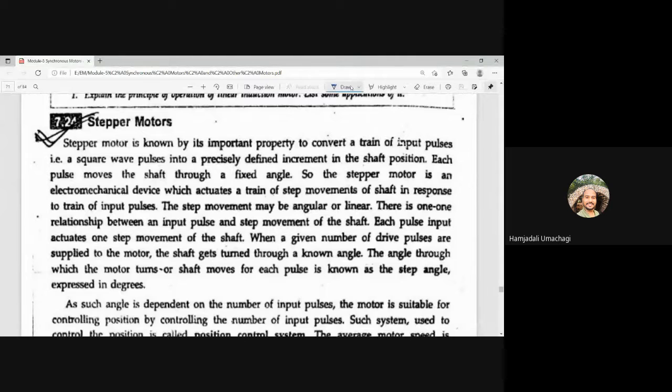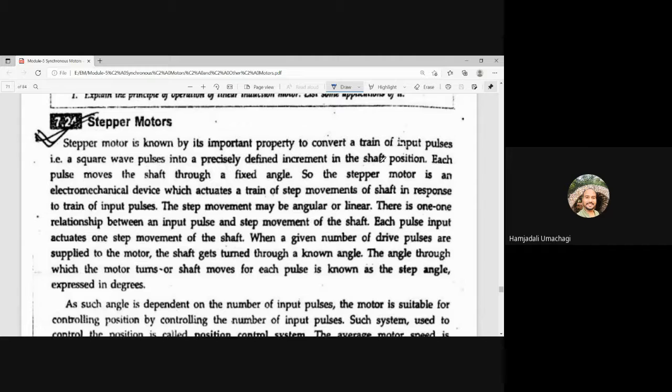Dear students, in today's class, let us discuss module 5 other motor concept, that is stepper motors. Okay, so let us see the description for stepper motors. Stepper motor is known by its important property to convert a train of input pulses, that is square wave pulses, into precisely defined increment in the shaft position.